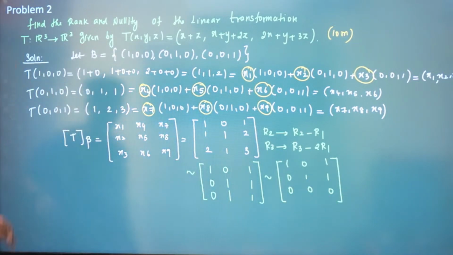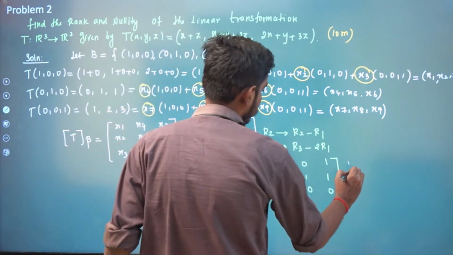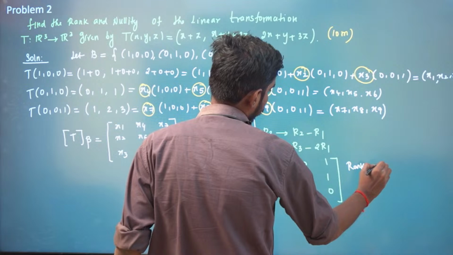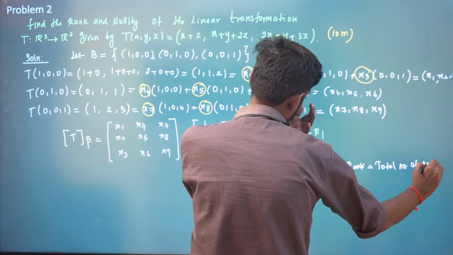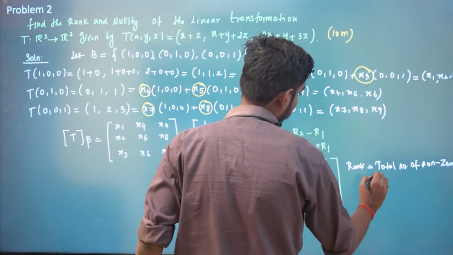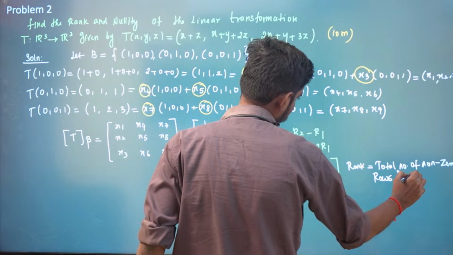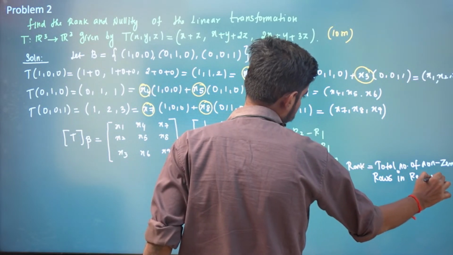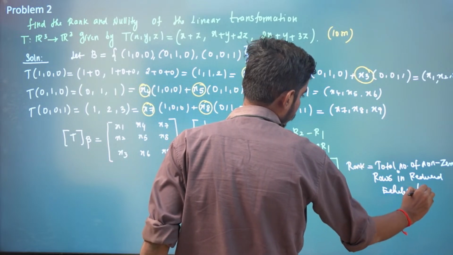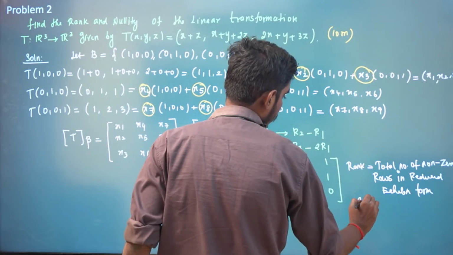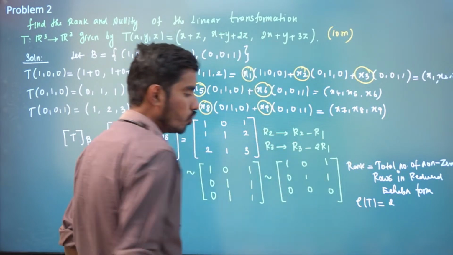So what is rank? Rank is nothing but the total number of non-zero rows. This word is important actually: non-zero rows in reduced echelon form. So that means the rank of the corresponding operator is 2.